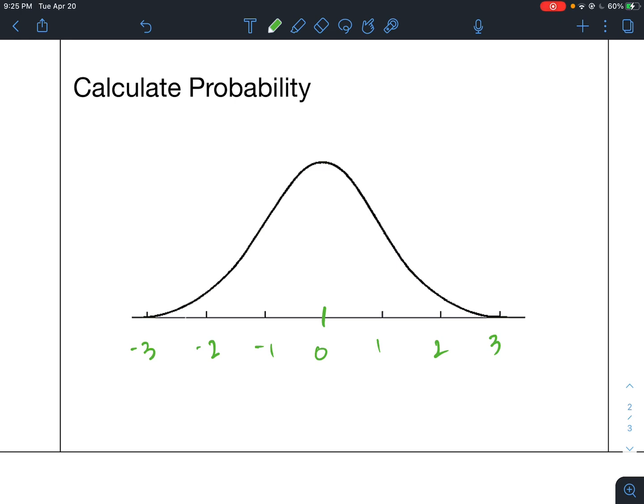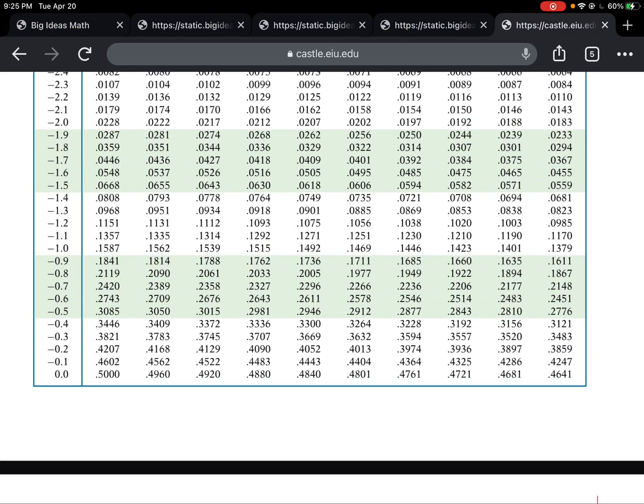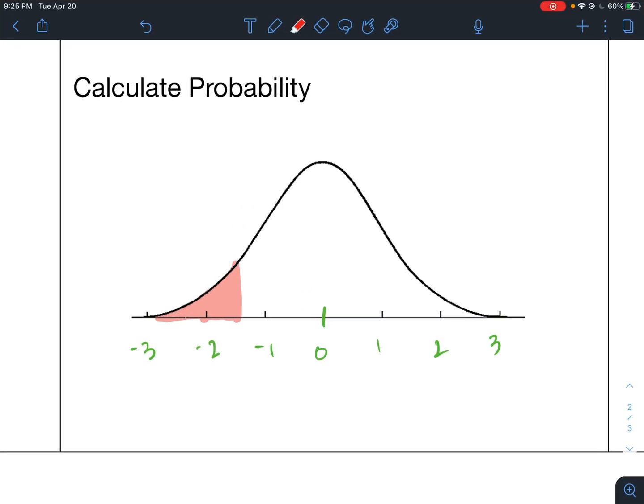Whenever I want to calculate probability for a single data point, it depends on what it's asking for. So let's say it's asking you to find the probability that an item is less than negative 1.5 standard deviations away from the mean. All I have to do is find the z-score for negative 1.5. So I come here, look up negative 1.5, and that tells me the probability that it's going to be under that part of the curve.